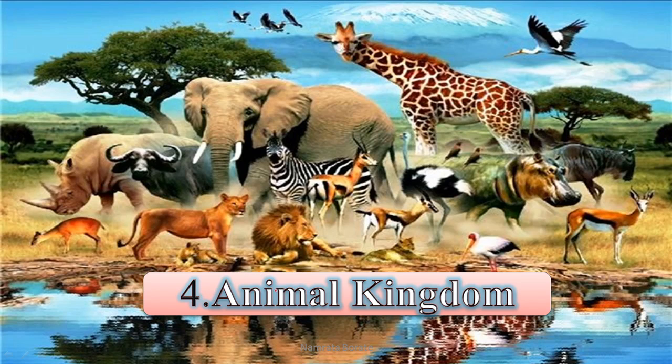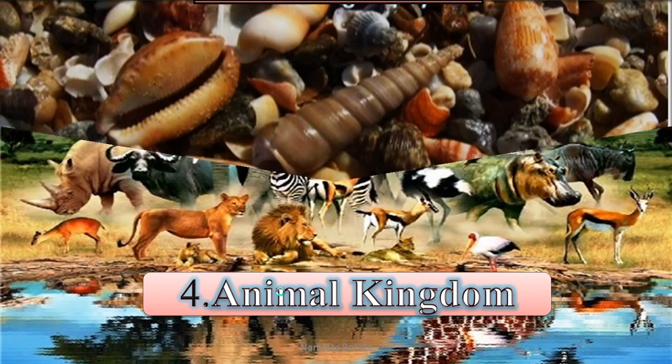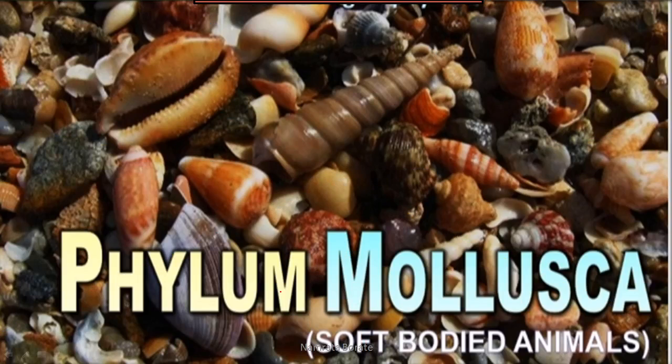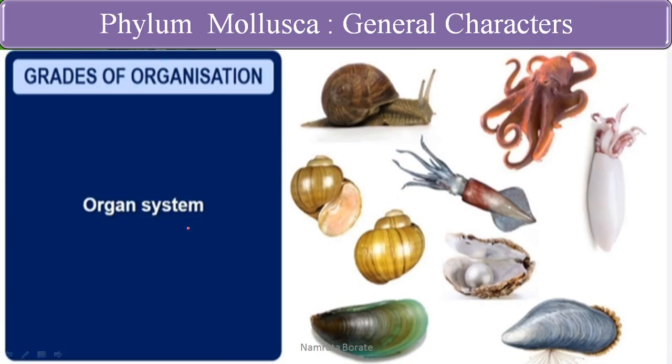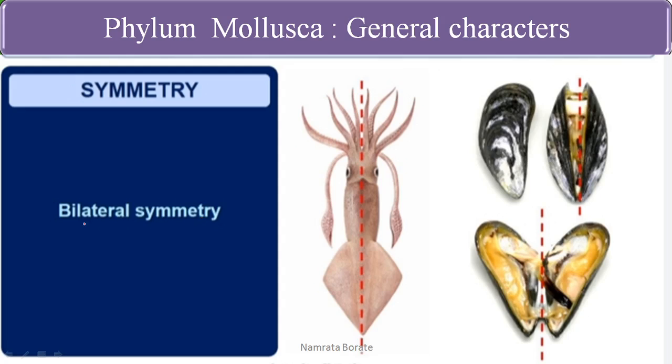We are going to continue the next part of the fourth topic, that's Phylum Mollusca. It is also said as the soft-bodied animal. The first characteristic is the organisms included in this phylum show the organ system. The second characteristic is the organisms show bilateral symmetry.